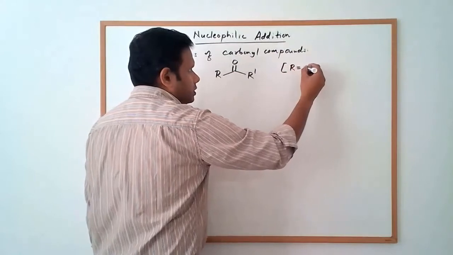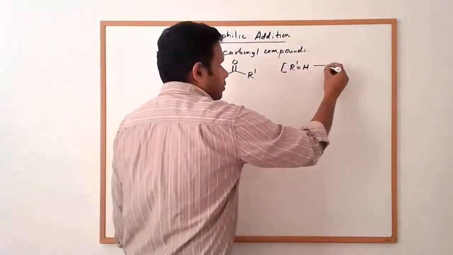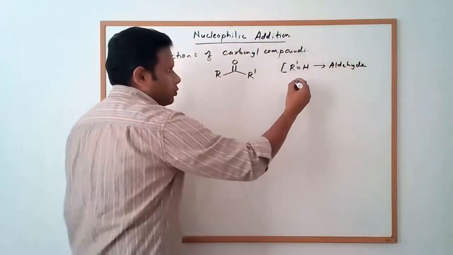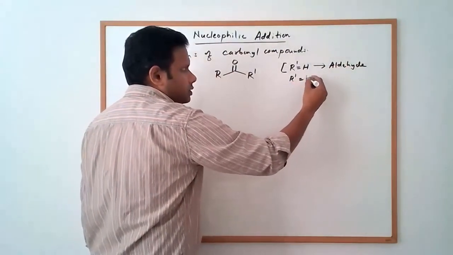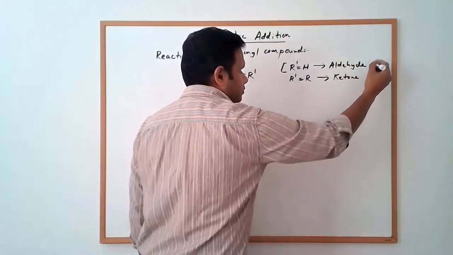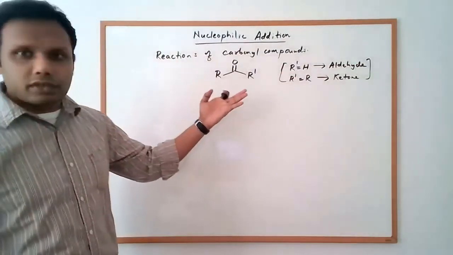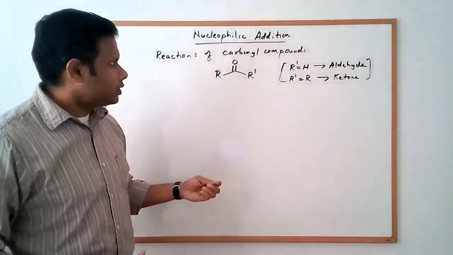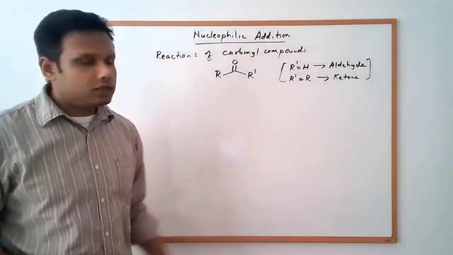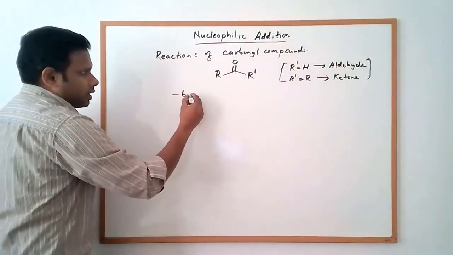Now, I'm going to further qualify it as, if R prime equals H, then we are looking at an aldehyde, and when R prime equals R, then we are looking at a ketone. So you can basically use this general structure to represent both aldehydes and ketones. So as far as carbonyl compounds are concerned, both aldehydes and ketones, these behave as electrophiles.